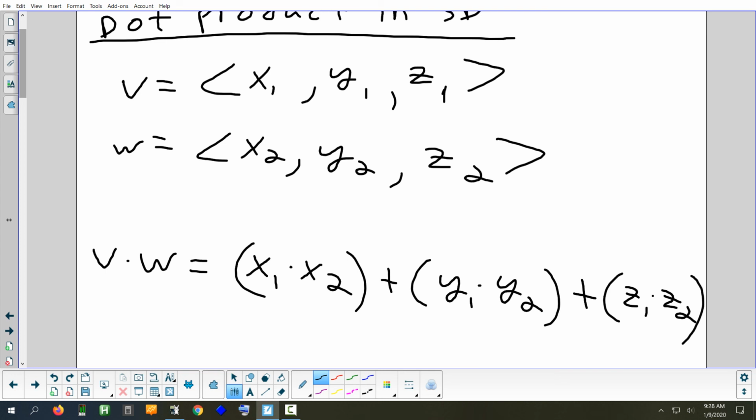Now, we mentioned this yesterday. Does the order you do this in matter? V dot w or w dot v? No. Order doesn't matter. 5 times 2, 2 times 5, still 10 no matter which way you do it.